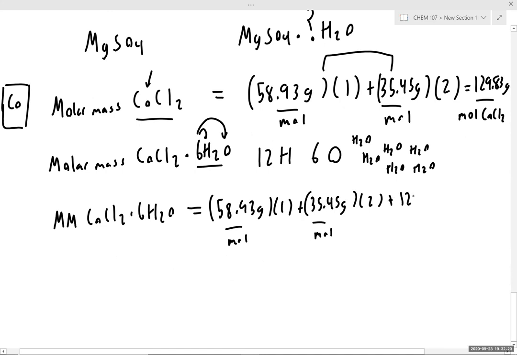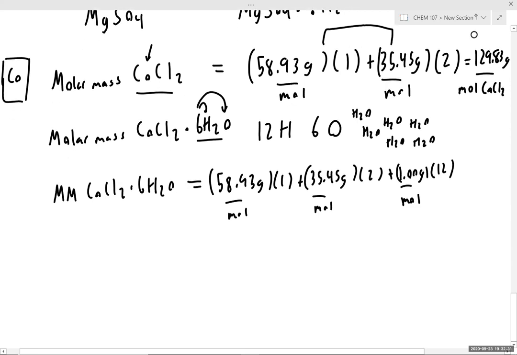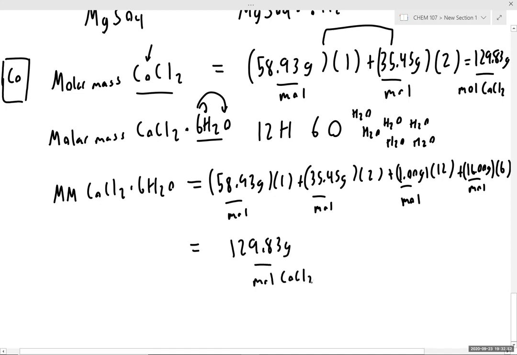Okay, so we have 12 hydrogens and we have a molar mass of 1.00 gram per mole for hydrogens, and we have 12 hydrogens. Finally, we have a mass of 16.00 gram per mole for oxygen, and we have 6 oxygens. So now if we add our masses together, you can think of it this way. We have 129.83 gram per mole of cobalt chloride.